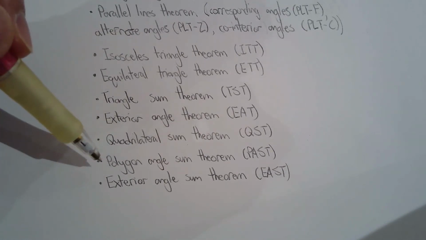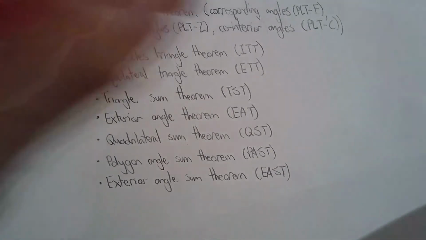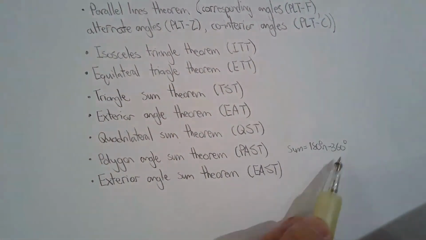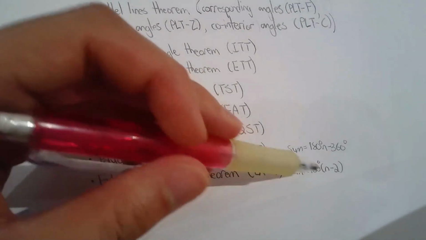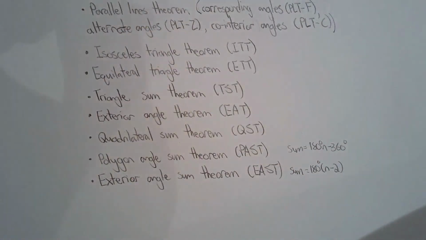And n is the number of sides. Let me try that again. So the sum is equal to 180 degrees n minus 360 degrees, where n is the number of sides. Now the reason why I said minus 2 by accident is because you can have a different variation of this. That's basically in factored form, but nonetheless you can use either version, and you can find the sum of the interior angles.